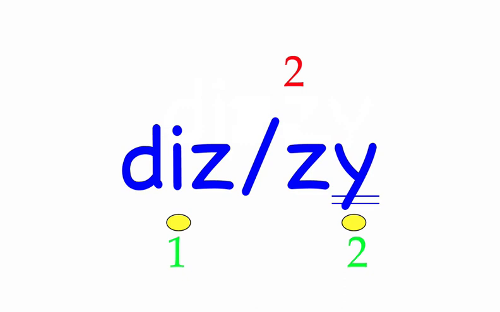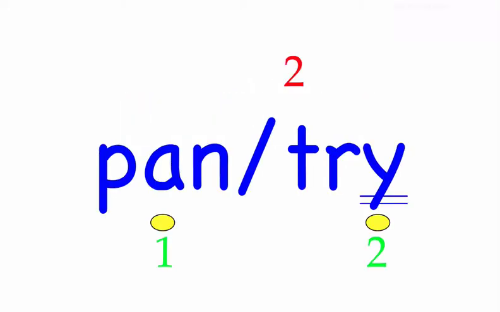Dizzy. Pantry. Pantry. The pantry was overflowing with food. Pantry. Pan, 3 sounds. P, a, n. Tree, 3 sounds. T, r, e. Pantry. Mark the word. Pan-tree.